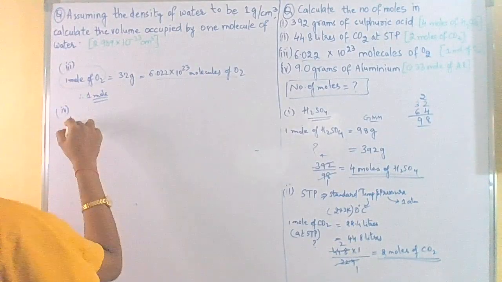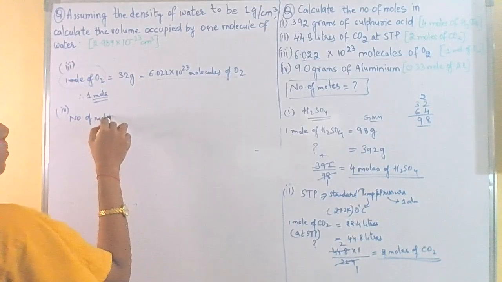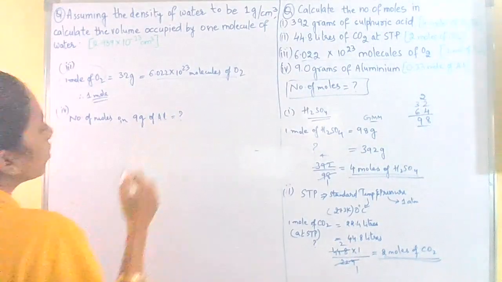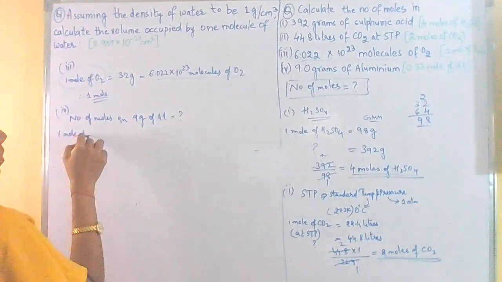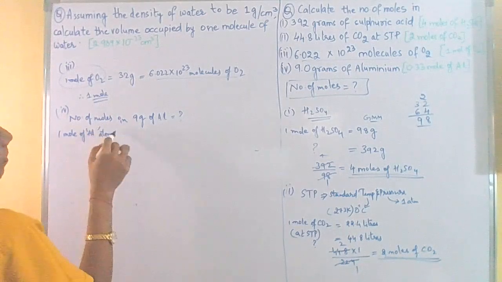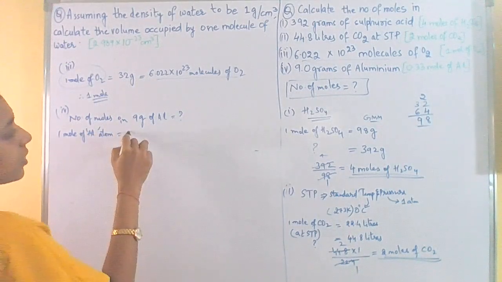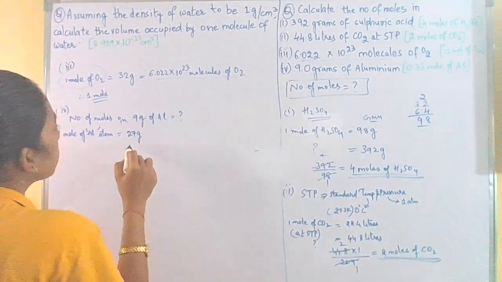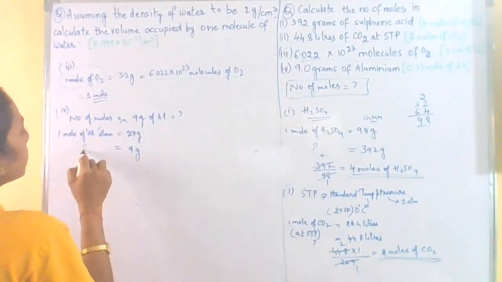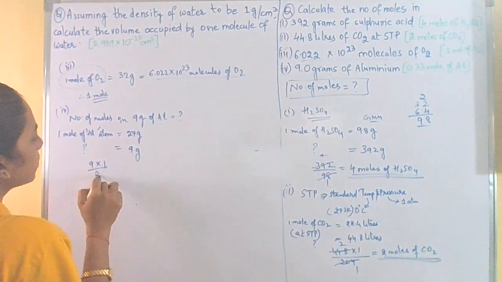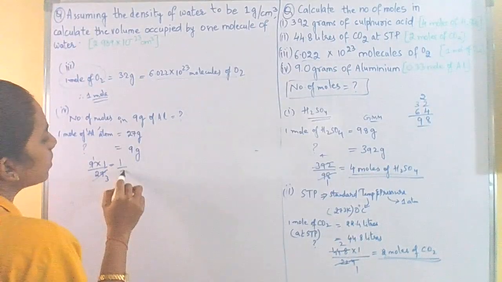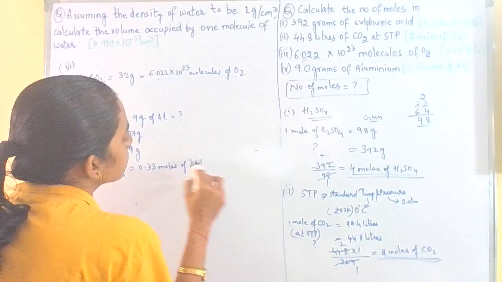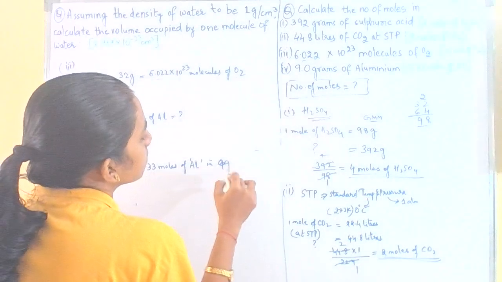Calculate number of moles in 9 grams of aluminium. Aluminium is equal to how much? 1 mole of aluminium atom is equal to, aluminium is 27 grams. Its gram molecular mass is 27 grams. Now, 9 grams of aluminium contains how many moles? 9 into 1 by 27, which is equal to 1 by 3, which is equal to 0.33 moles of aluminium is present in 9 grams.